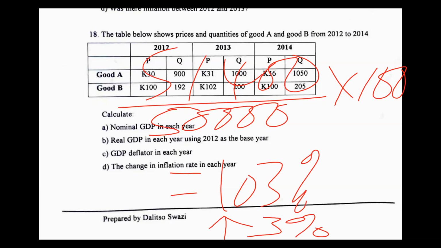Right. So I've already answered question B. Question C is asking what is the GDP deflator for each year. Then question D, what is the inflation rate in each year? Just say GDP deflator minus 100, then that will give you the inflation rate. Okay. Did you get that? GDP deflator minus 100. Yes, it is the same as the way we find CPI, minus 100.